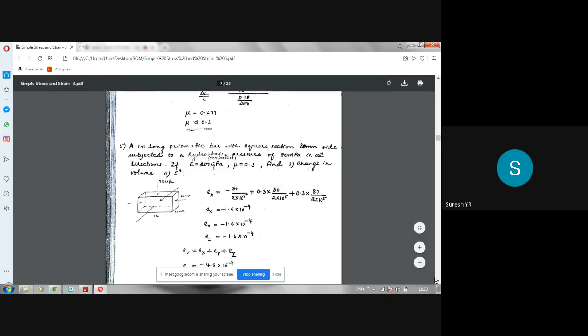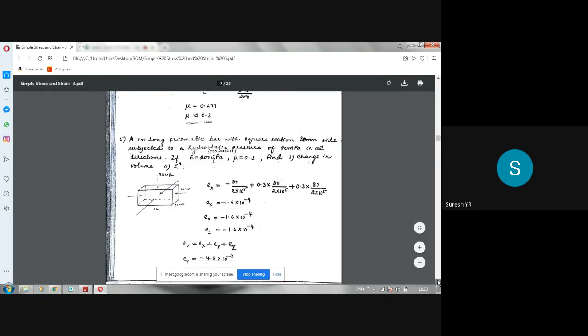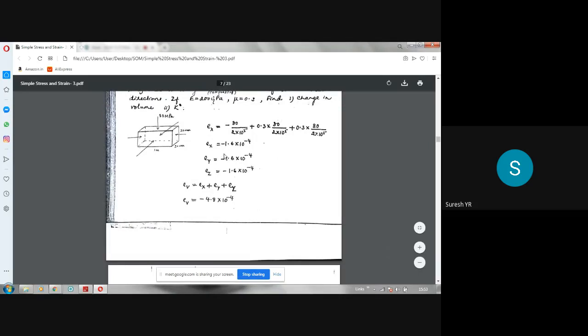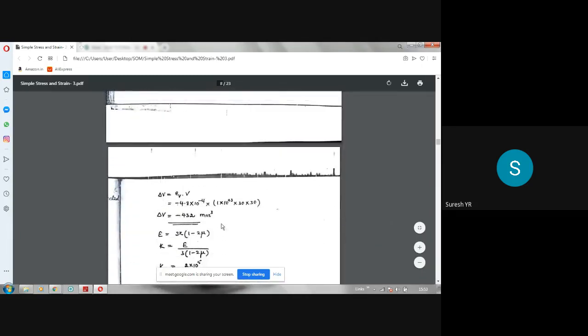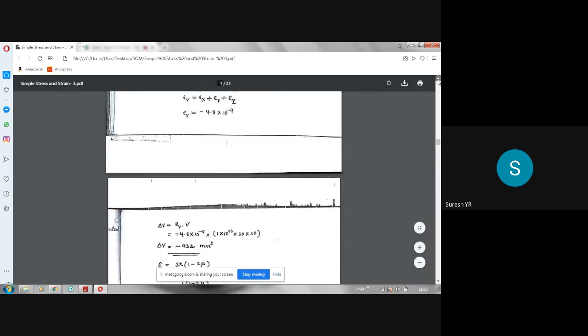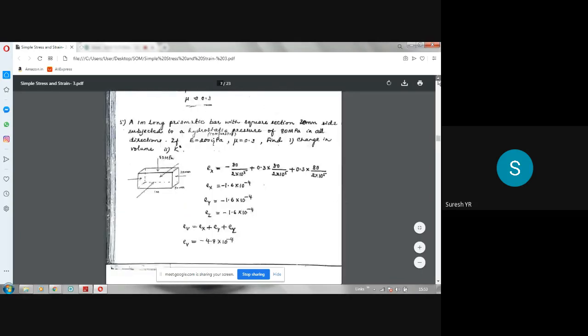So Ev is the volumetric strain. So volumetric strain Ev is equal to the sum of all these three, Ex plus Ey plus Ez. If you add all these three, you'll get minus 4.8 into 10 power minus 4. So he has asked the change in volume. We know that Ev, volumetric strain, is equal to change in volume divided by original volume. So our change in volume delta V is equal to Ev into V. Ev we have calculated, and V is nothing but the volume of the bar. Volume of the prismatic bar is 1 meter.